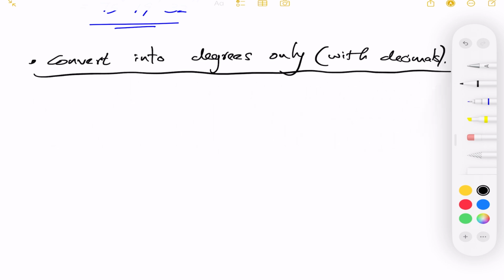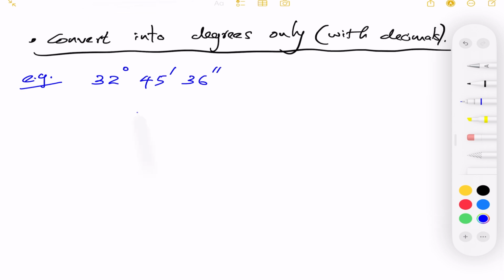So how do you do that? Let's say, for example, I need to convert 32 degrees, 45 minutes, and 36 seconds into degrees only with decimals. All right, let's go ahead and do that. We have 32 degrees. We don't need to worry about that. And then we have 45 minutes, and then we have 36 seconds. We need to convert everything into degrees.